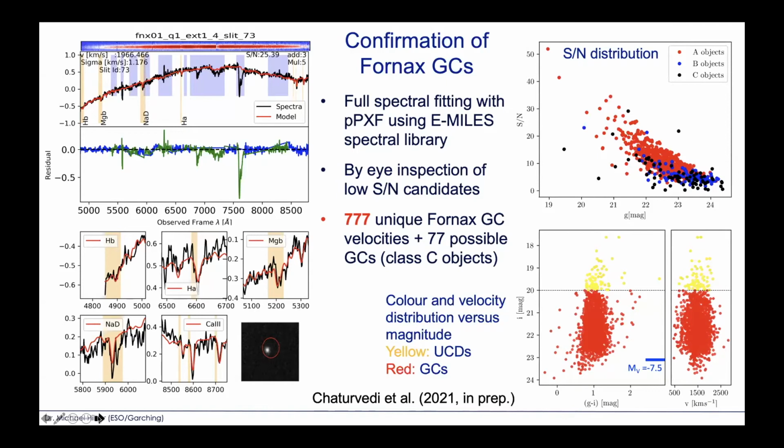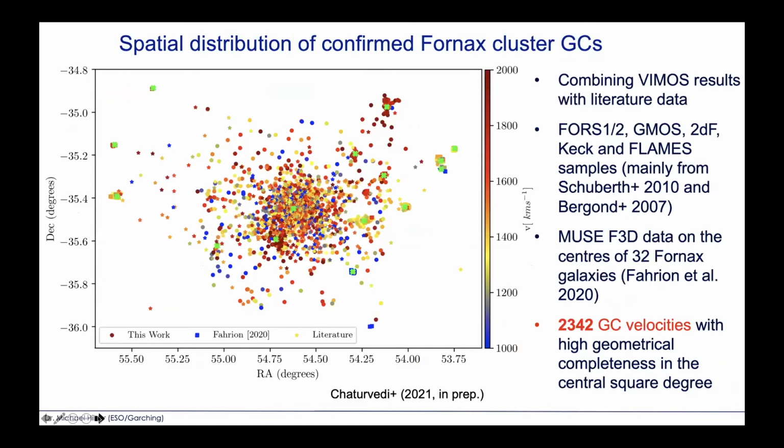And they are distributed in signal-to-noise and in the colors like you see on the right side. So this is a spatial distribution color coded by velocity.